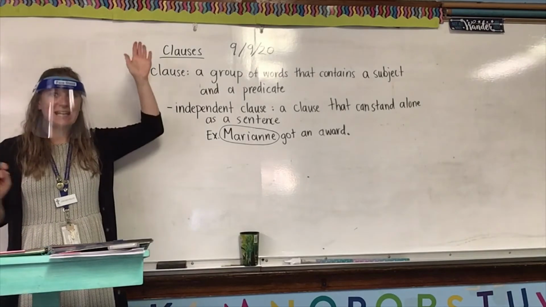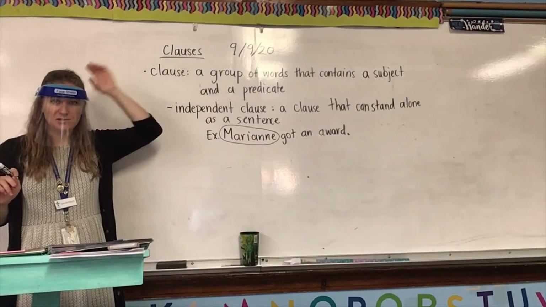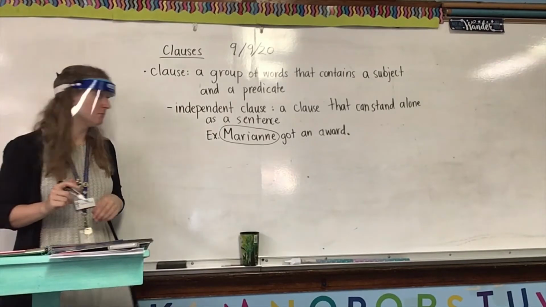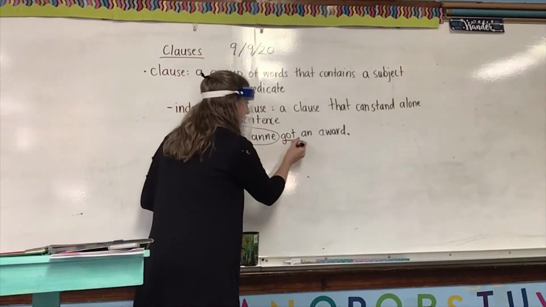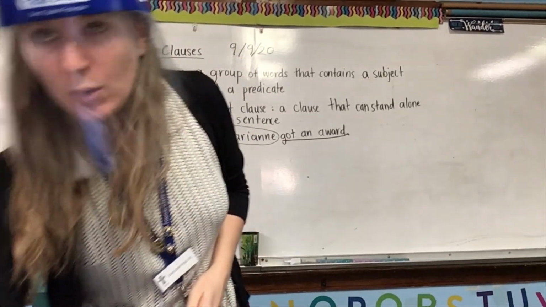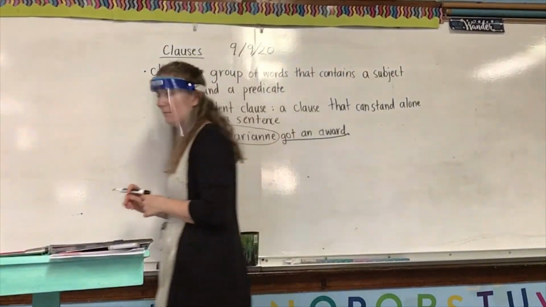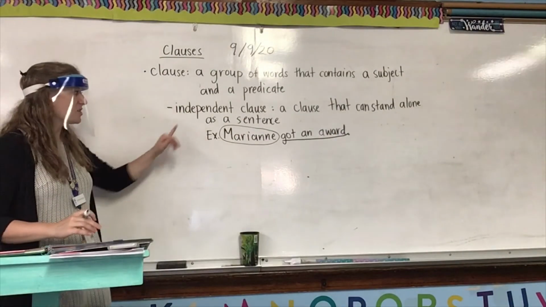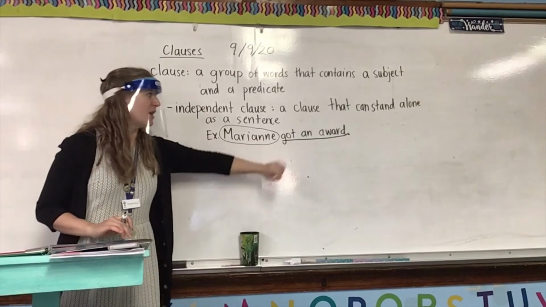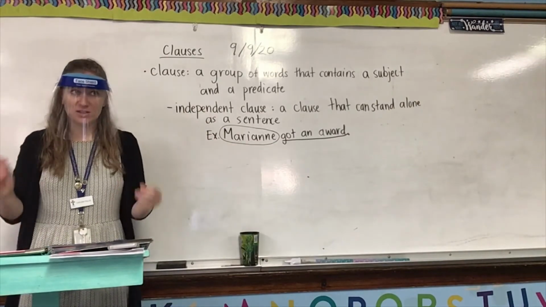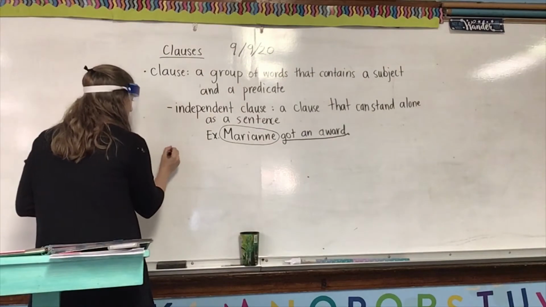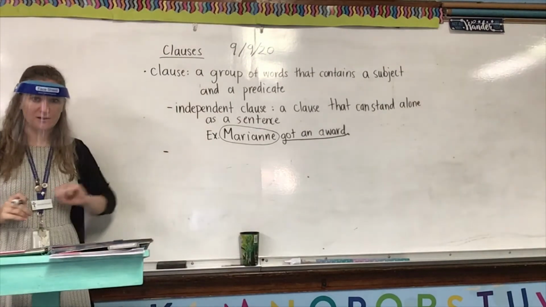What is the predicate in this sentence? Got an award. Because that is the what happened or what something is in our clause. So an independent clause is a clause, which means it has a subject and a predicate, that can stand alone as a sentence.